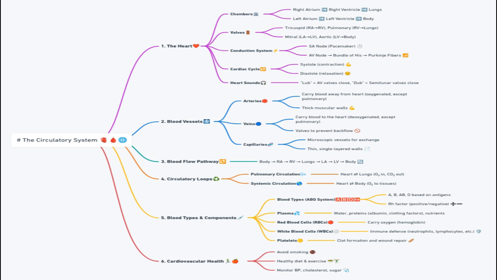Right, so with systemic circulation, note that it goes to the various tissues, and then there is exchange of oxygen and carbon dioxide.